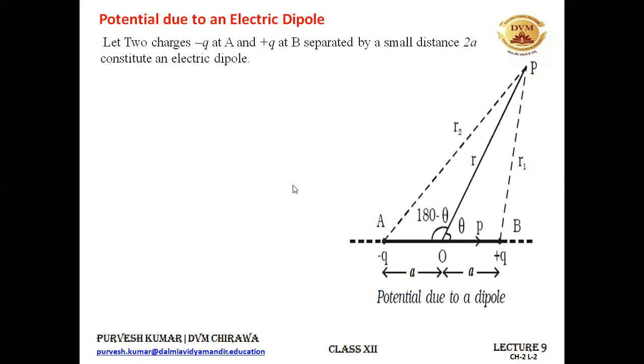Okay. And we need to find the electric potential at a point P. And this point P is neither the equatorial point nor the axial point. It is any general point.